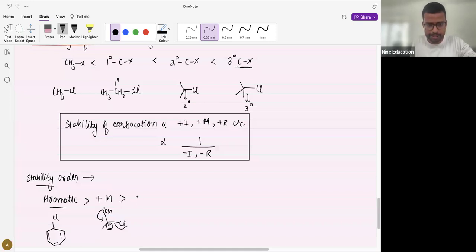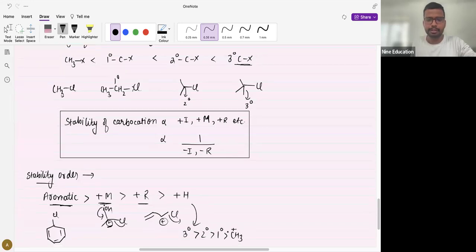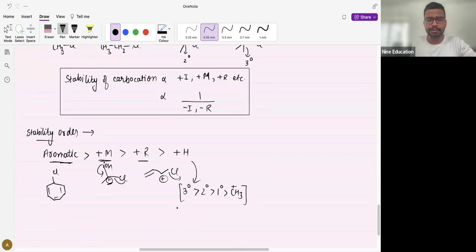Next one, see, if I have +R, if I have resonance, if I have an allylic group here, and if I remove this Cl minus, a carbocation will be made here and this will go in resonance, so this will be more stable. Right? Always remember, first aromaticity, then mesomeric, then resonance. After resonance you have to see hyperconjugation. In hyperconjugation, you all know you should see 3 degree, then 2 degree, then 1 degree, then simple CH3 carbocation.